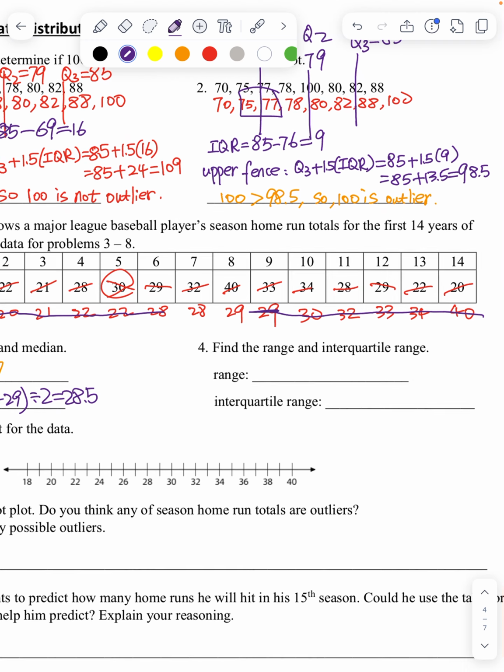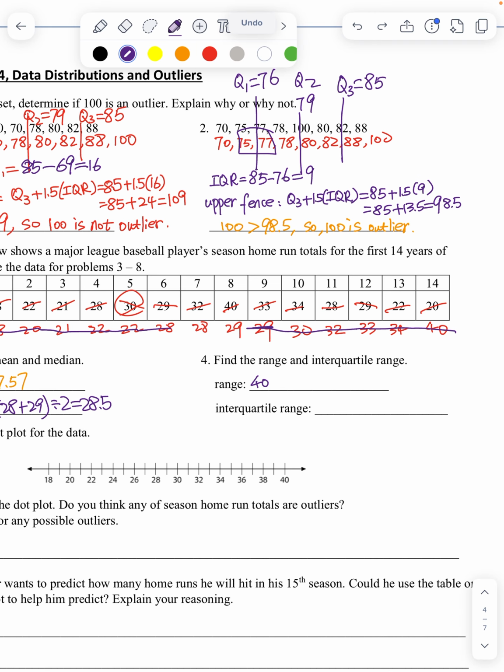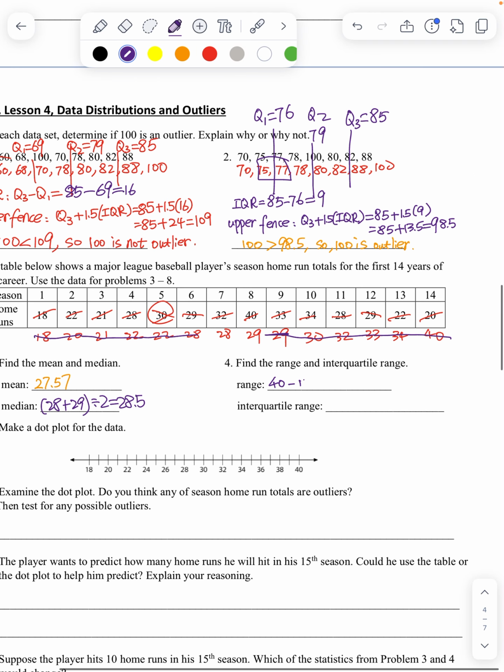Find the range and the interquartile range. So range is 40, the biggest one, subtract the smallest one. We call this a spread of the data. So 40 minus 18, that's 22. So the range is 22.